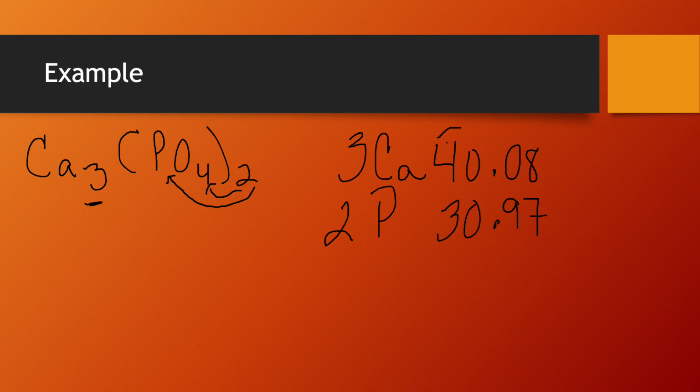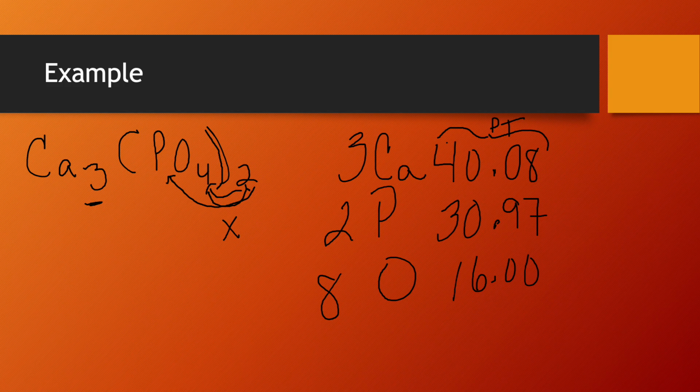AMUs. Again, these numbers are coming from the periodic table. And then for oxygen, there's 4 atoms of oxygen inside the parentheses and then 2 outside. So I multiply. 4 times 2 is 8. So I have 8 atoms of oxygen at 16.00.